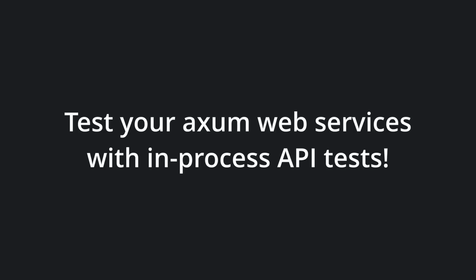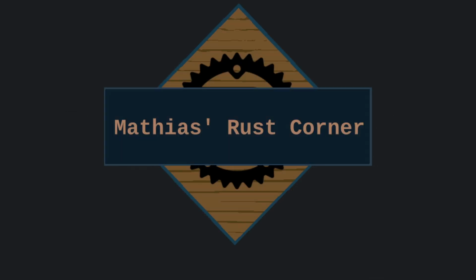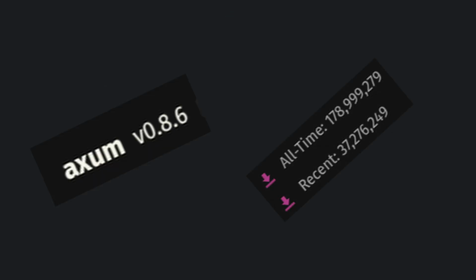Today we're talking about how you can test your Axum web services with in-process API tests. Axum is a commonly used crate that makes it easy and ergonomic to create HTTP servers in Rust. However, testing such APIs can sometimes be a complex problem to solve.